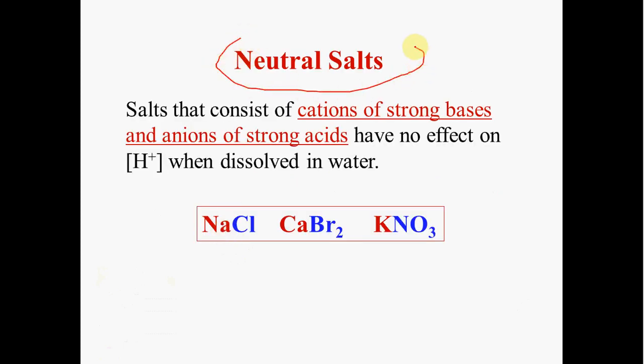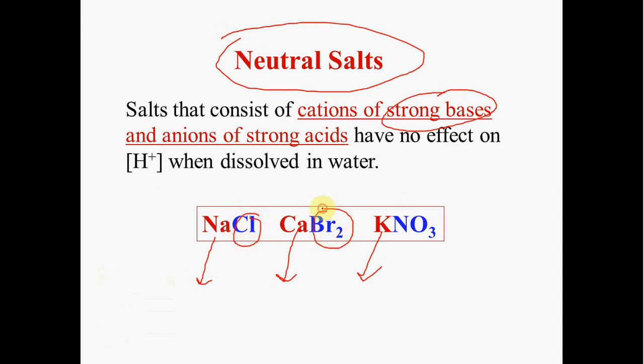A neutral salt is one that consists of cations of strong bases, so sodium hydroxide, calcium hydroxide, potassium hydroxide. This is the cation whose parent base is a strong hydroxide. And the anion is from a strong acid: HCl, HBr, HNO3.